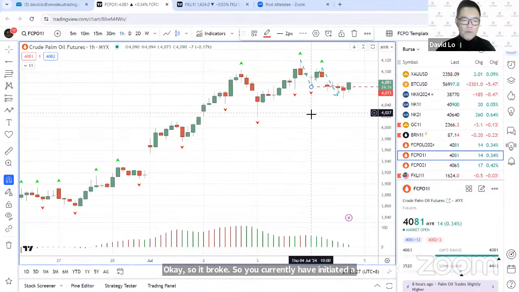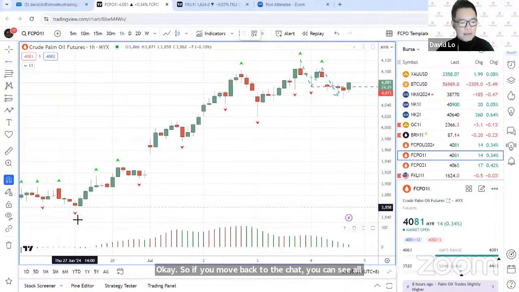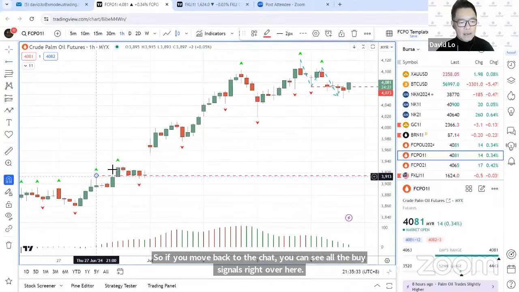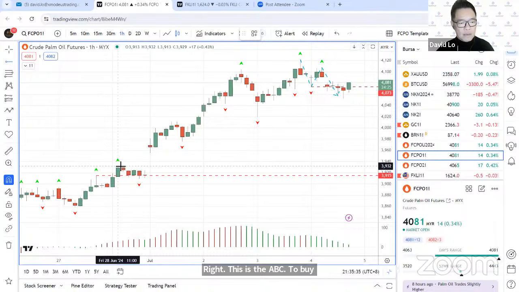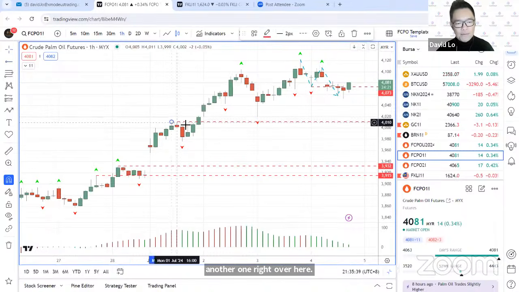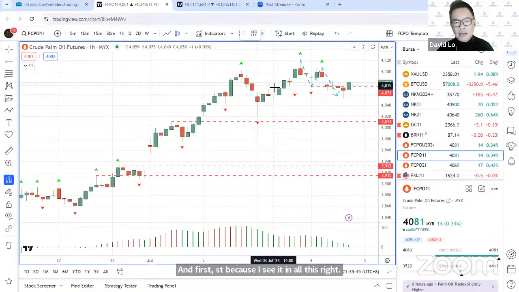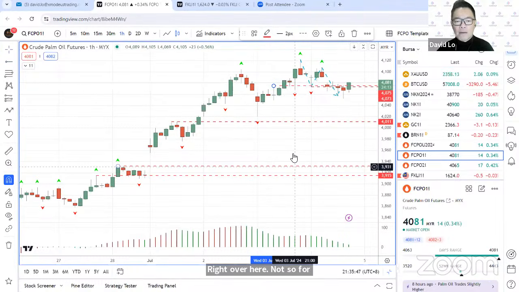If you move back to the chart, you can see all the buy signals right over here. This is the ABC to buy right over here. There's another one right over here. I'm fast because I see it all right over here. Not so for this, right? There are other buy signals right over here as well.